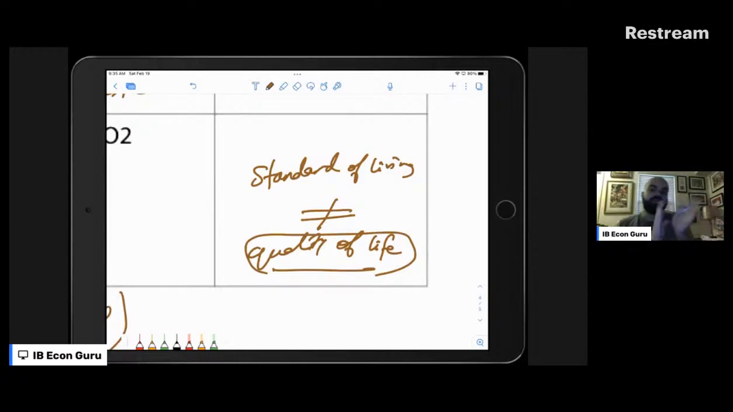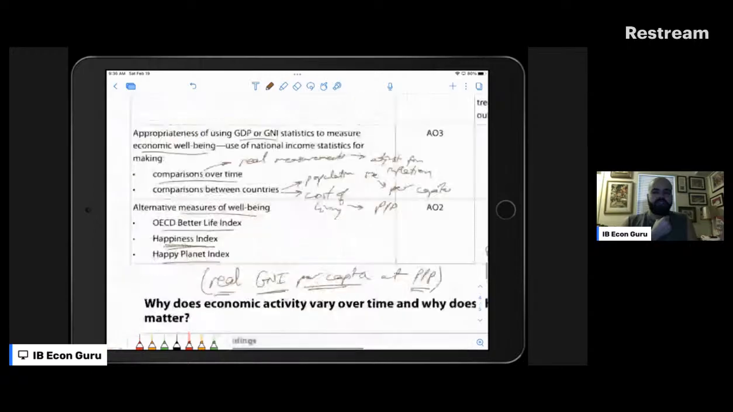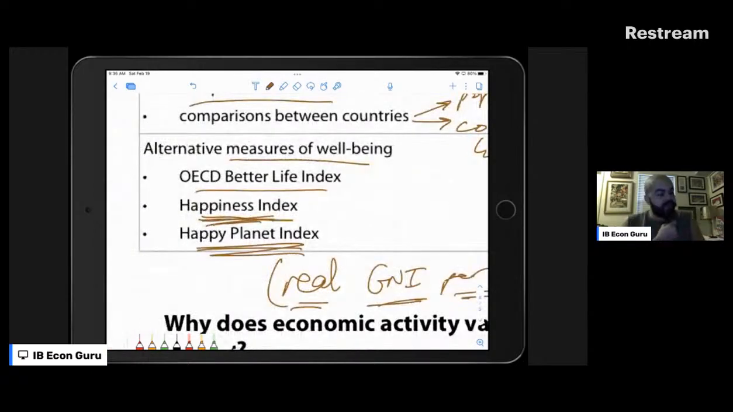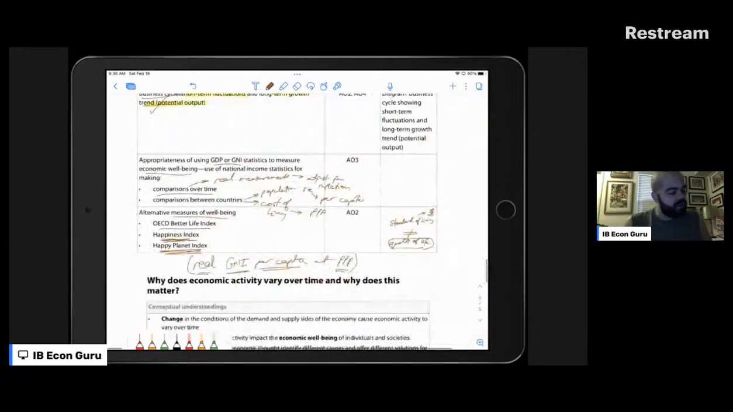Okay? Standard of living is very material, right? It just looks at access to goods and services. It's how much money people are making on average. But quality of life is more multidimensional. And therefore, when you look at the Happiness Index and the Happy Planet Index, you see that the richest countries aren't always the happiest. Yes, definitely, being a richer country allows for a better quality of life. But richer countries aren't always the ones with the happiest citizens or the best quality of life. This is something to keep in mind. And that's why we use these alternative measures of well-being.